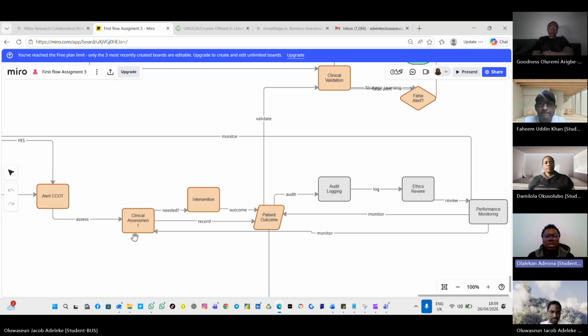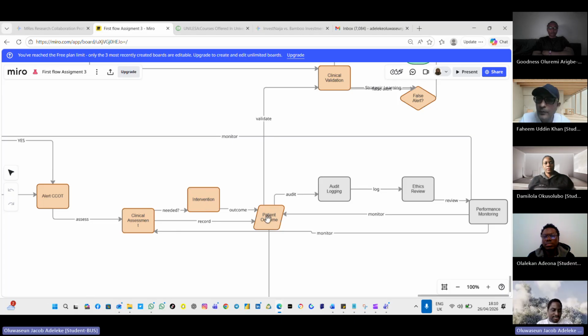This approach meets the human-in-the-loop requirement under the GDPR because decisions are not automated. A qualified professional always reviews and approves actions before anything is done. So in simple terms, this system detects, alerts the human, then the human decides, and then action is taken. Thank you very much. I'll pass this to the next person.